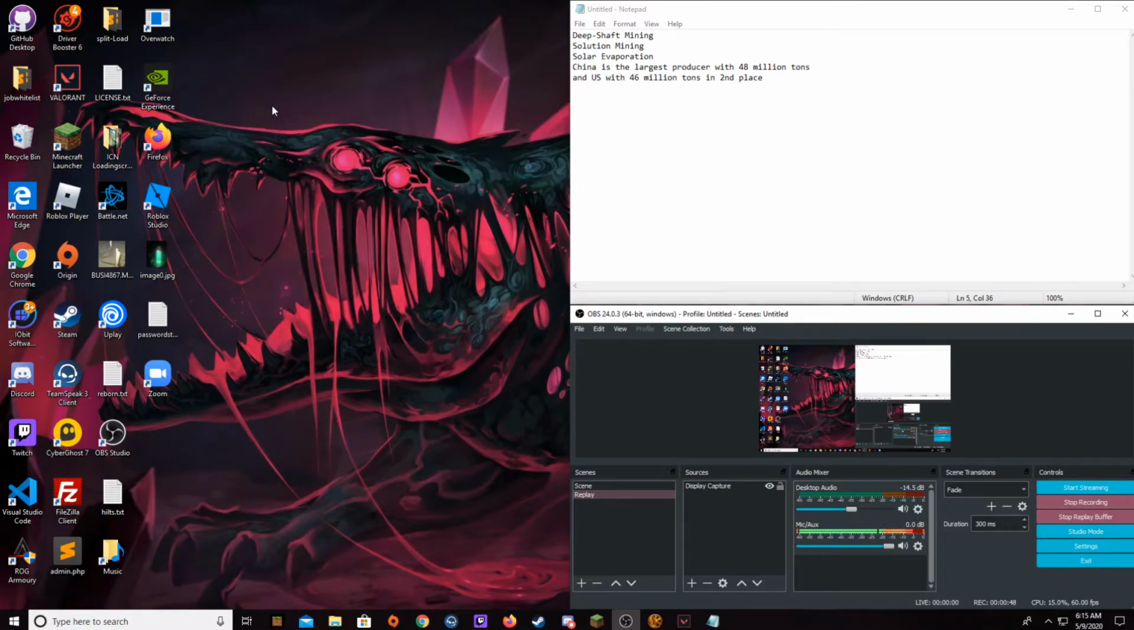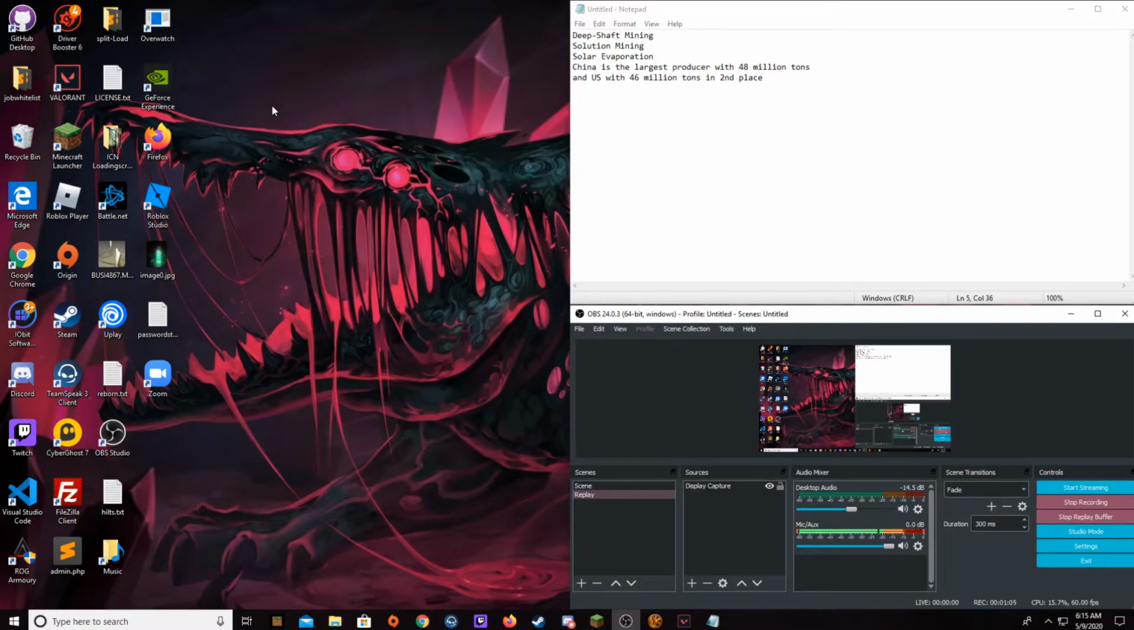Anyways, so we have 3 types of ways that salt is produced. 2 of them are mining, and then the third one's an evaporation process, which is very self-explanatory to the name, and I'll explain that here in a bit.